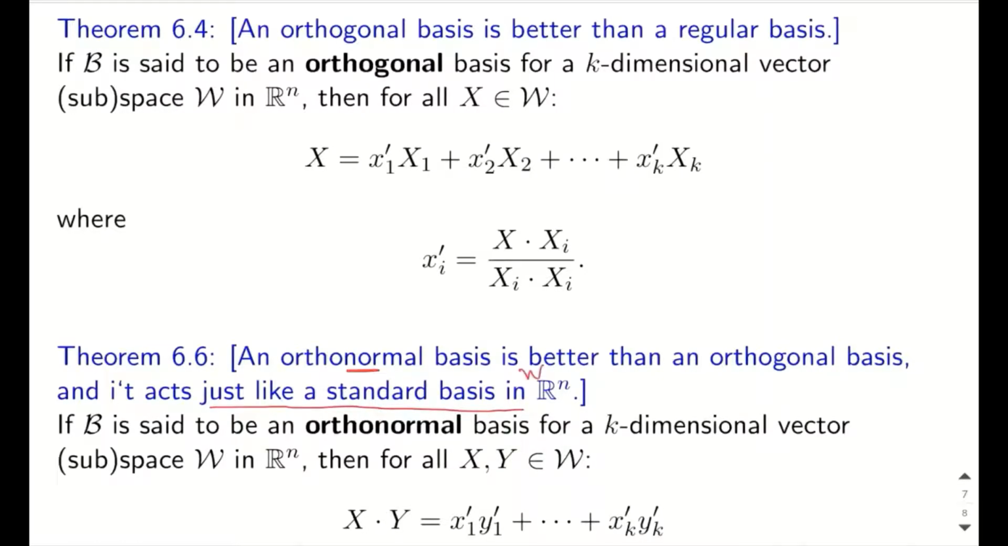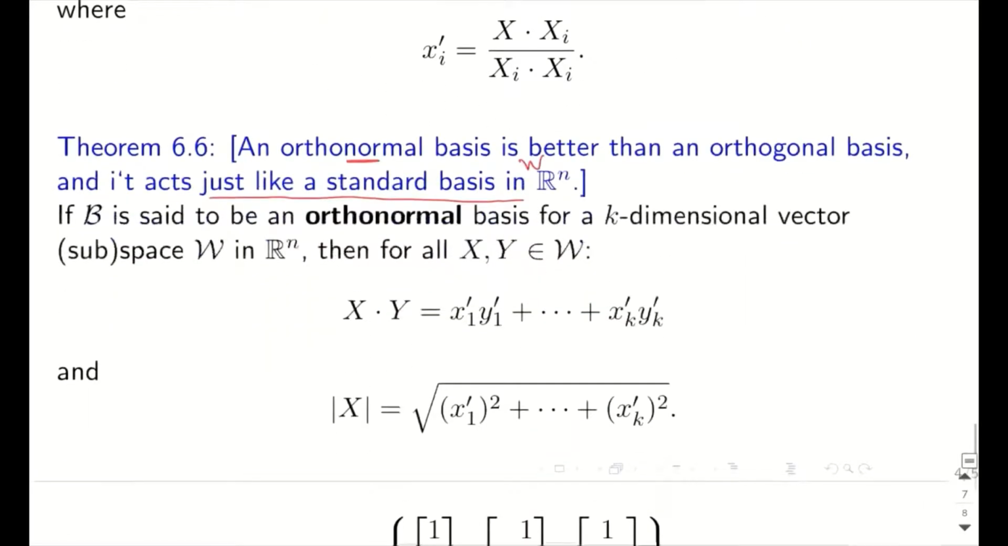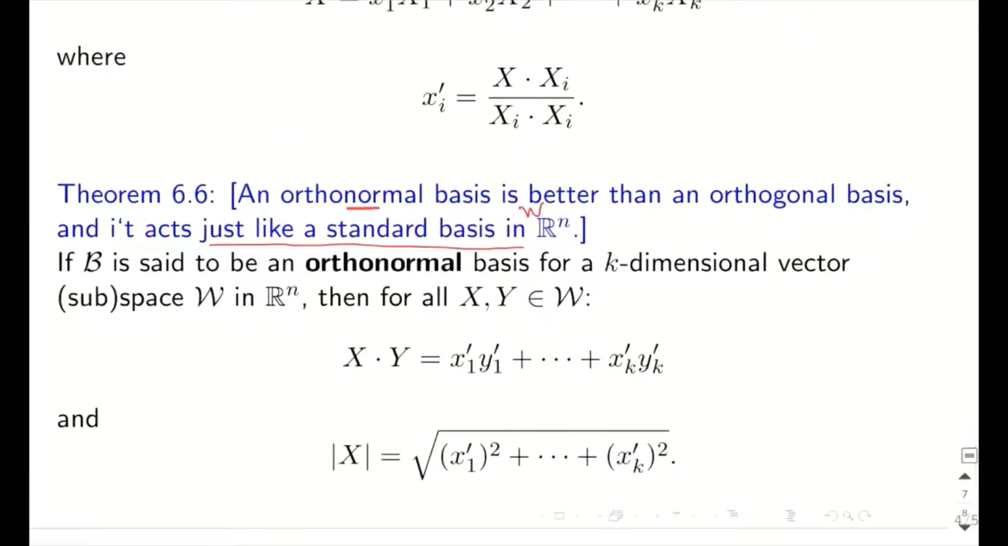The reason I say so is that if you have B, an orthonormal basis of a k-dimensional vector space W, right? Then the dot product of two vectors x and y in W turns out to be just the dot product of the coordinate of x and the coordinate of y with respect to the basis B in W.